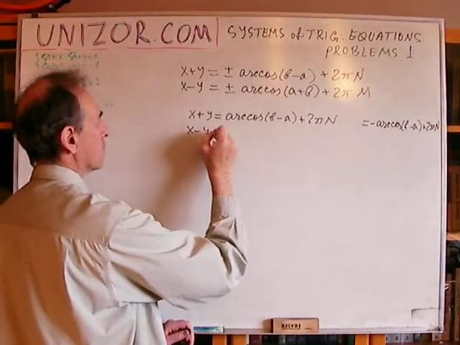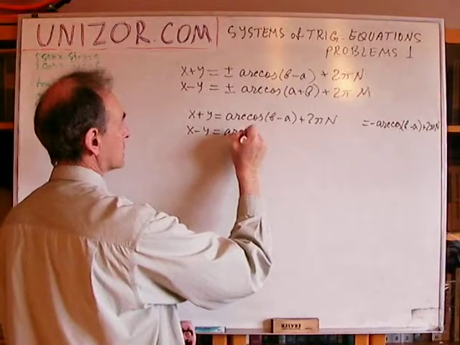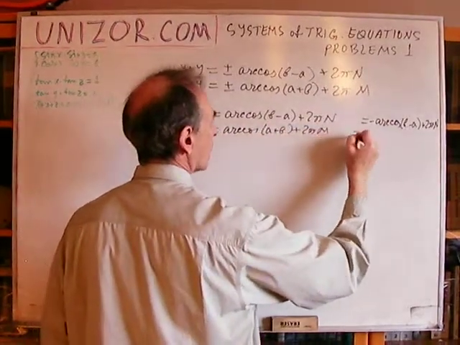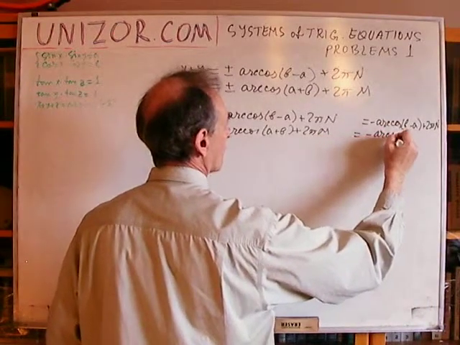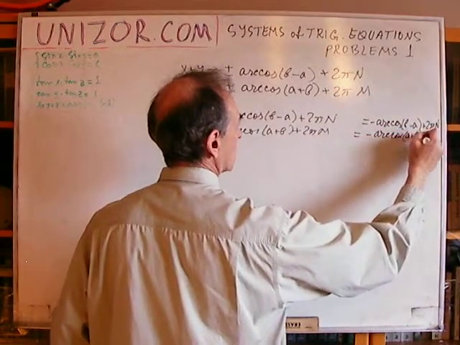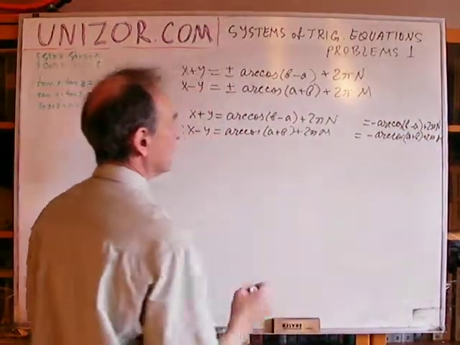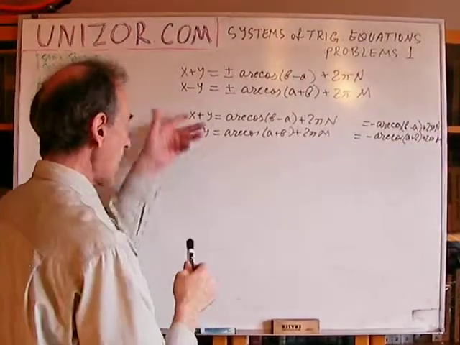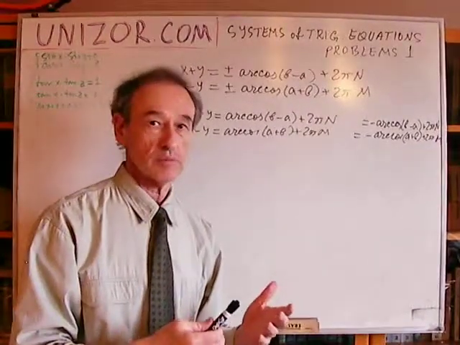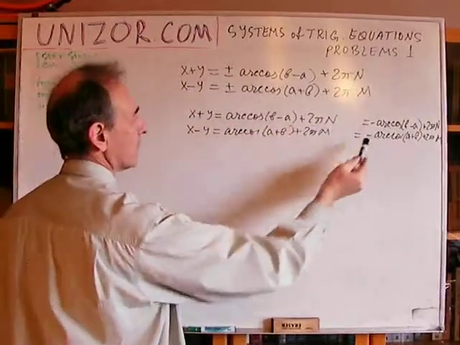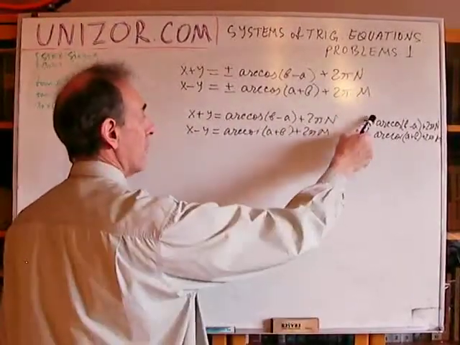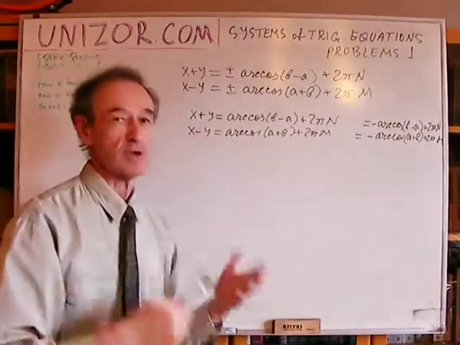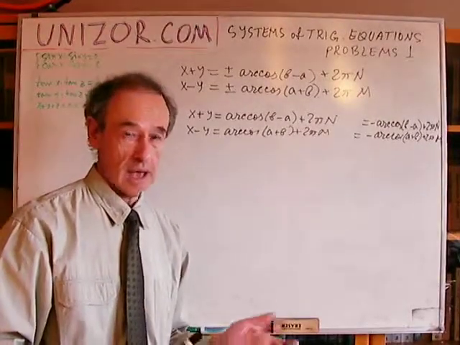And x minus y can be plus arc cosine of a plus b plus 2 pi m, or it can be minus arc cosine of a plus b plus 2 pi m. Now, these two cases actually should be combined into a system. So, can I have plus here and minus here? Yes. Minus here and plus here? Yes. Plus and plus? Yes. Minus and minus? Yes. So it's four different systems I have.